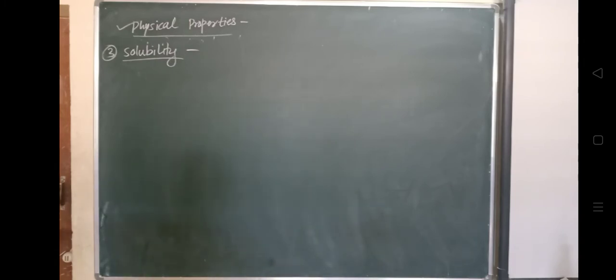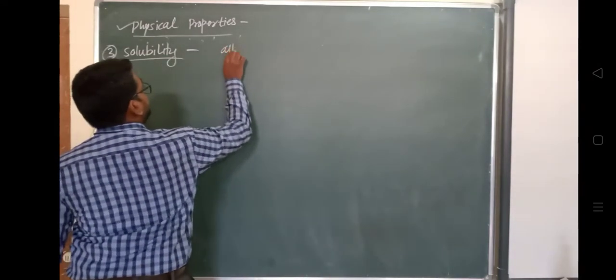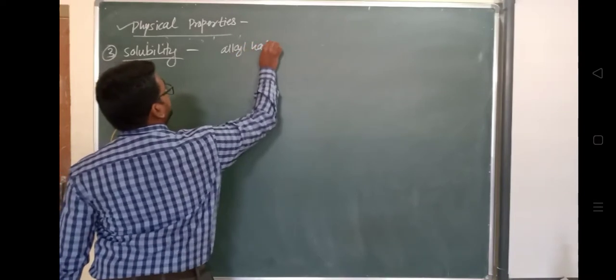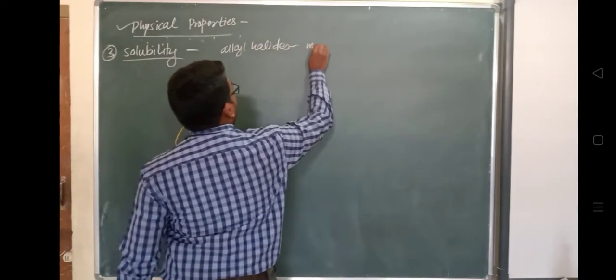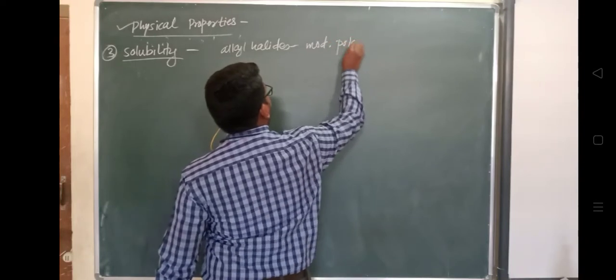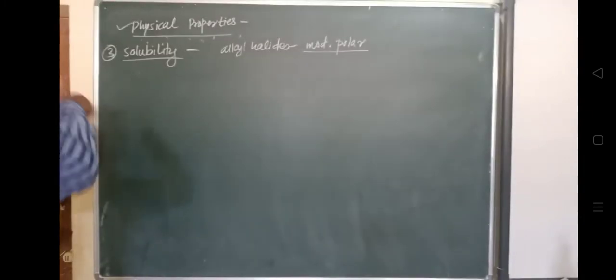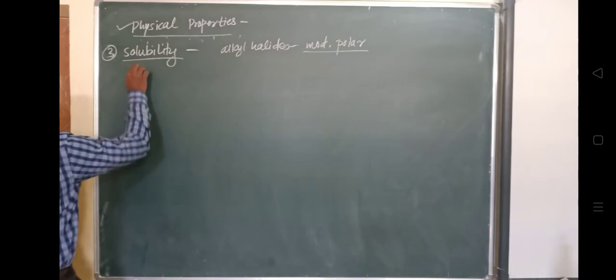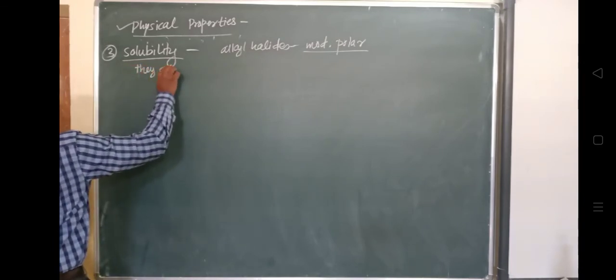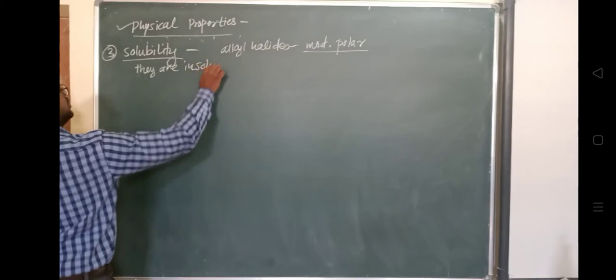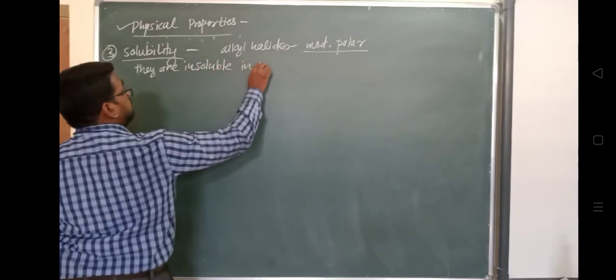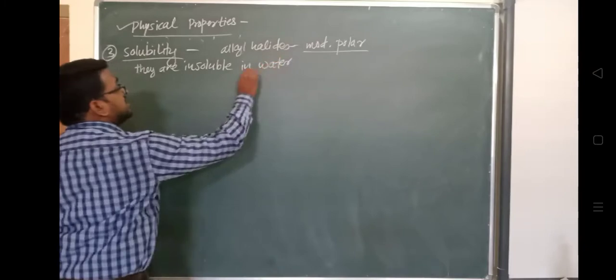Though the alkyl halides are moderately polar, we have seen how they are moderately polar in the very first property, they are insoluble in water. They are not soluble in water, they are insoluble in water. Now, what is the reason that they are insoluble in water?